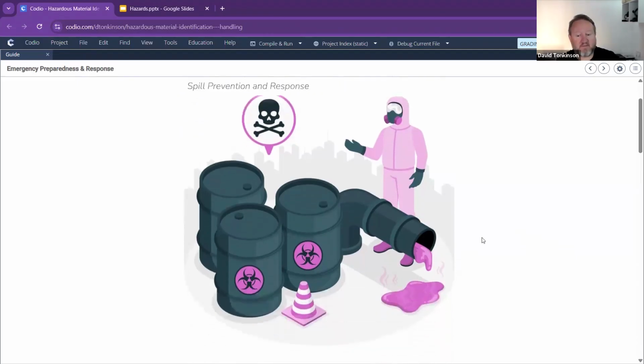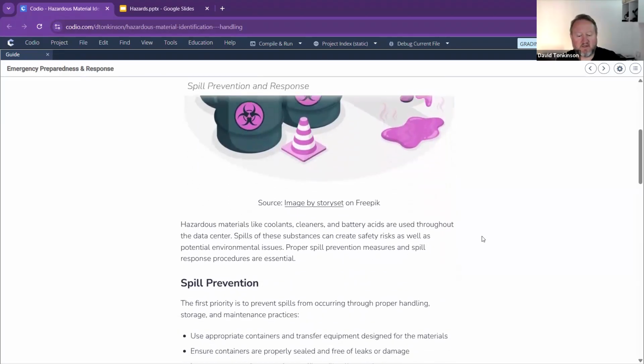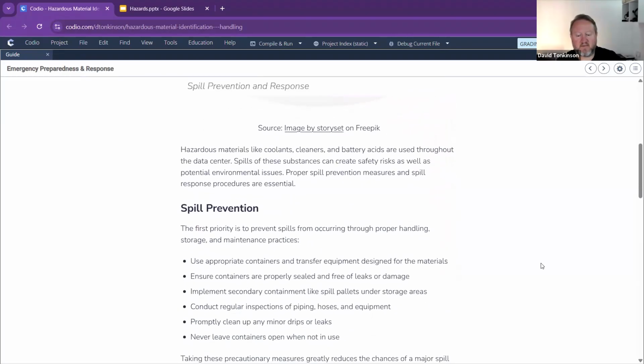There's our friendly guy in a hazmat suit and a breathing mask with proper gloves on, dealing with some toxins. So we know, again, we've got these particular chemicals that are going to burn through things. We've got our coolants, our cleaners, our battery acids. They're used throughout the data center. Spills and substances are going to create safety risks as well as potential environmental risks.